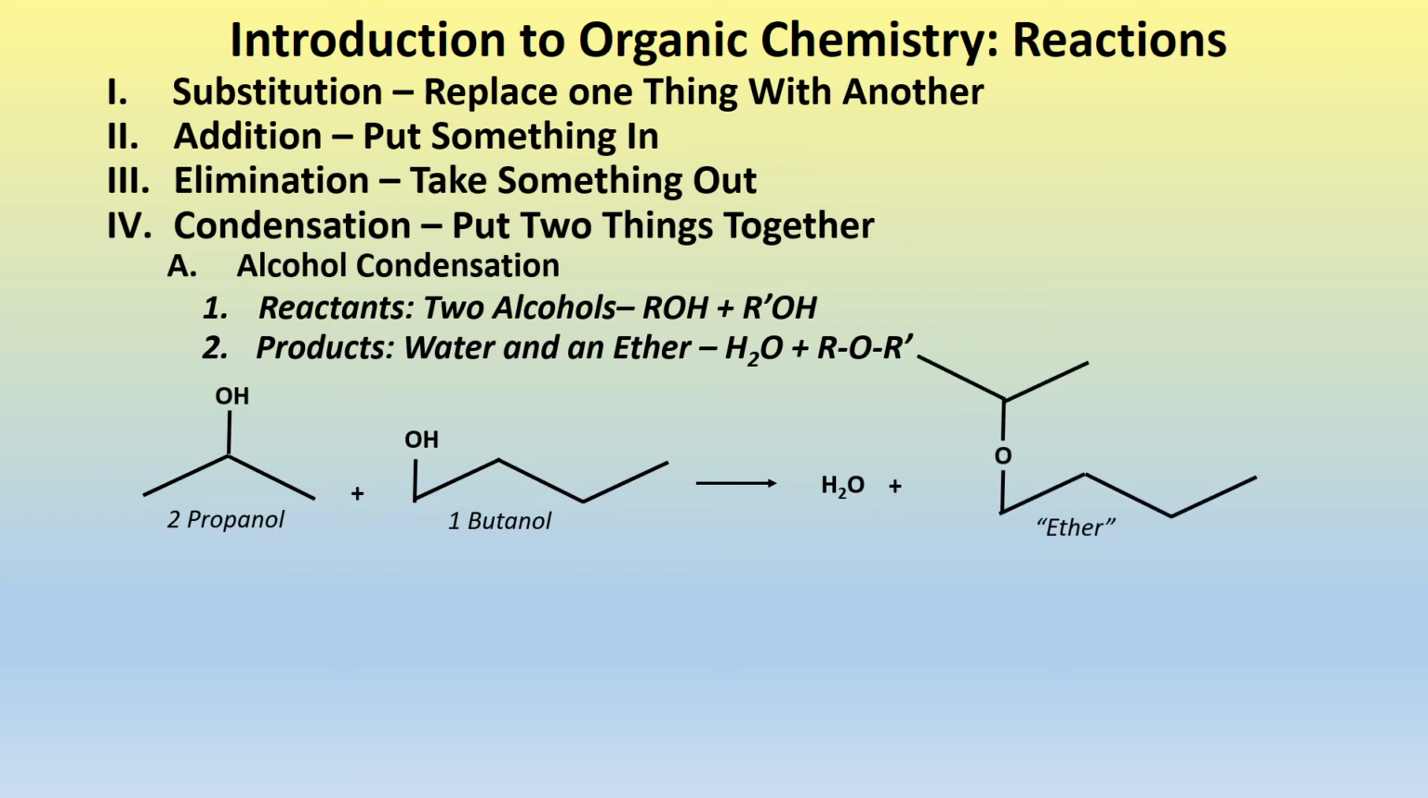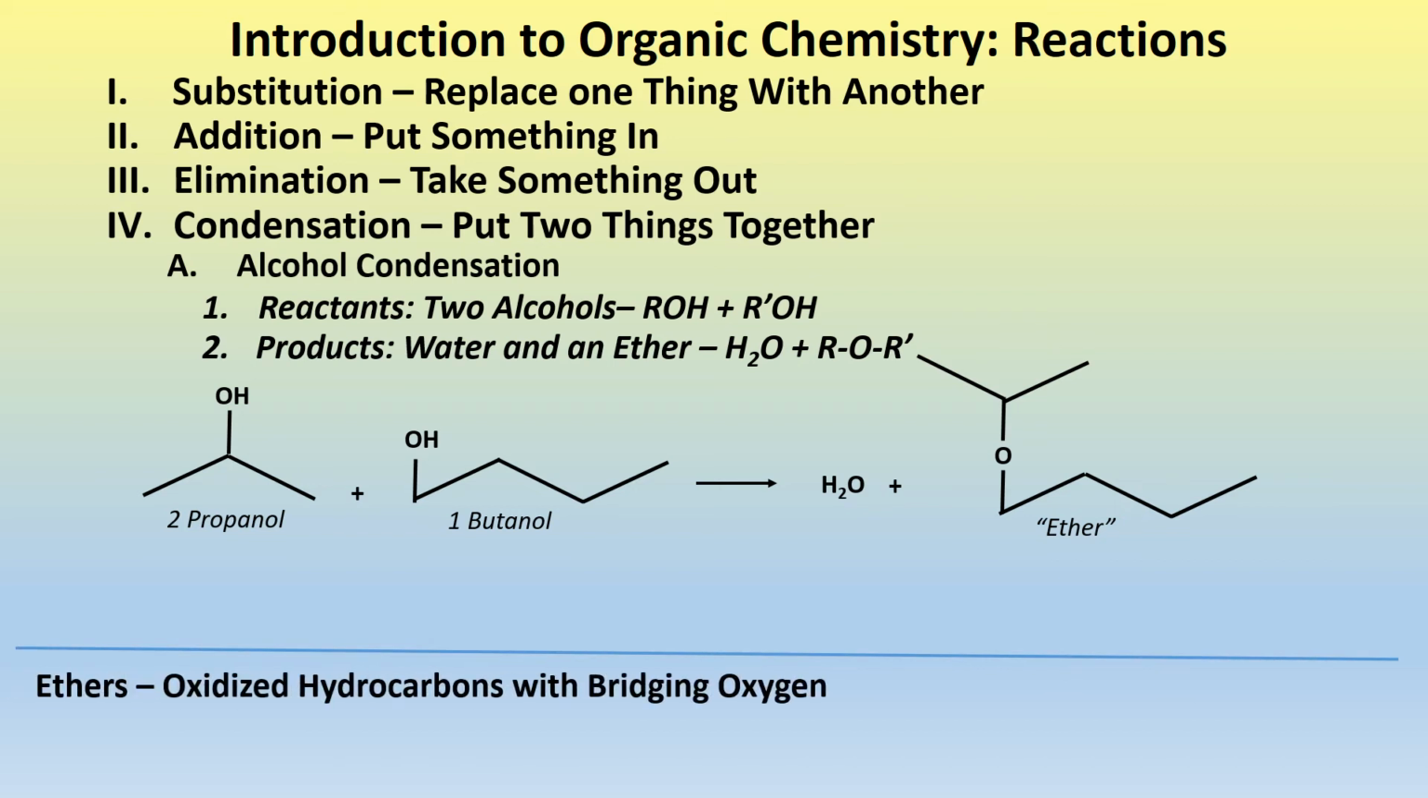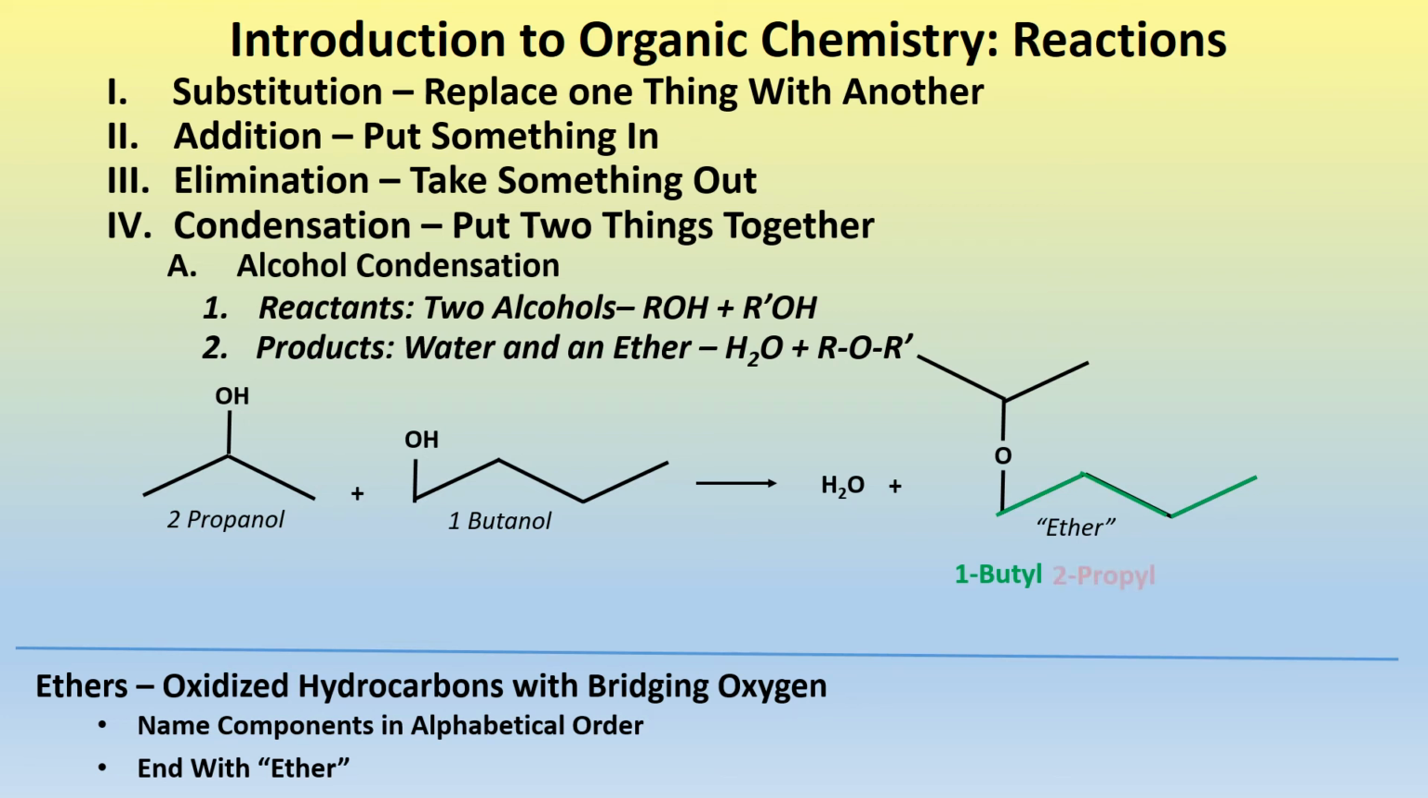Ethers are oxidized hydrocarbons with bridging oxygens. To name them, you name the two individual components in alphabetical order, followed with the word ether. So alphabetically, a 1-butanol becomes a 1-butyl group. A 2-propanol, after removing the OH, becomes a 2-propyl group. So the name of this product is 1-butyl 2-propyl ether.